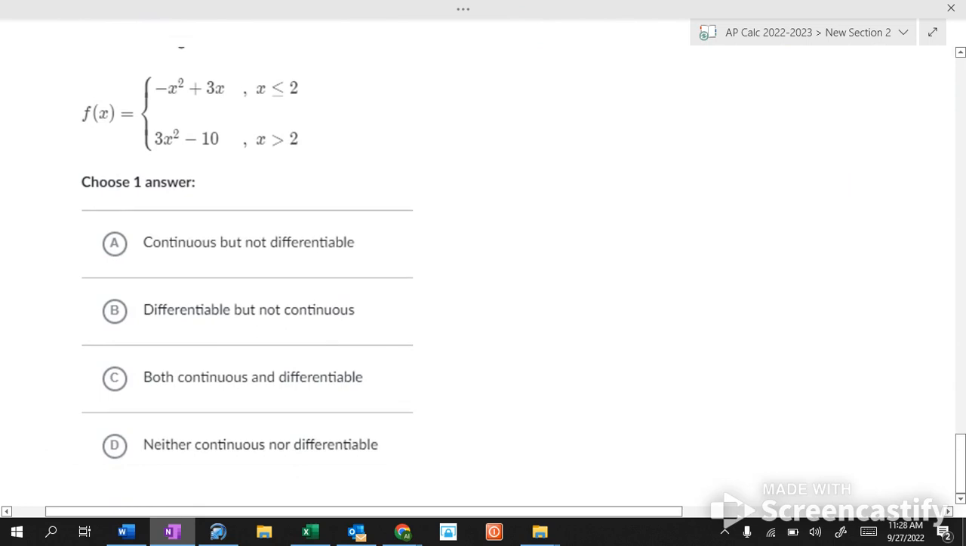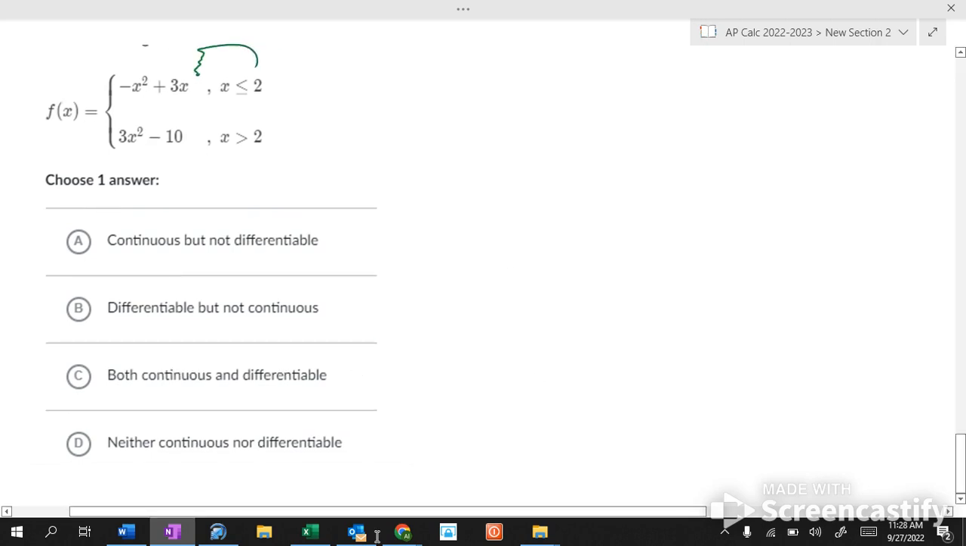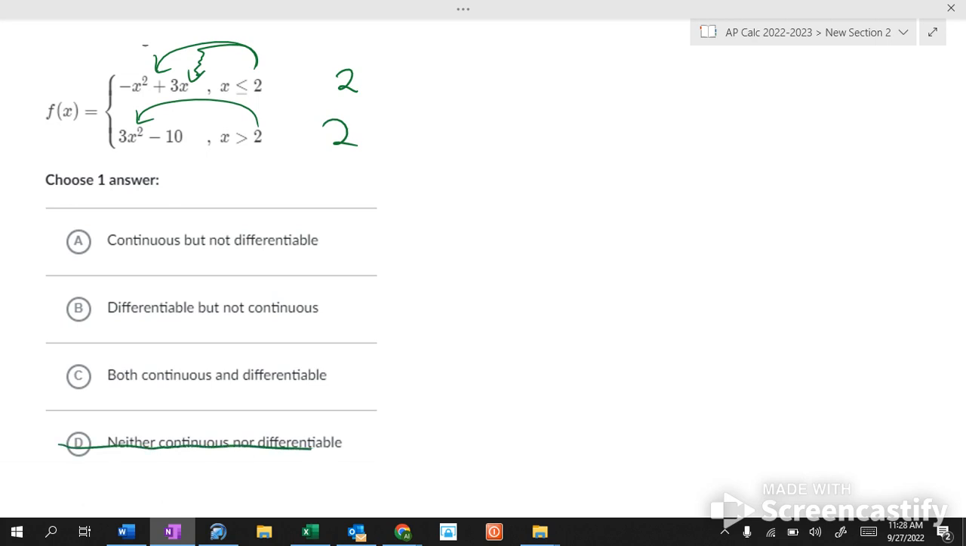All right. Let's see. What's first on this one? To check if it's continuous, you stick the 2 in. You get negative 4 plus 6, which is 2. You get 4 times 3, which is 12, minus 10, which is 2. Is it continuous? Yes.